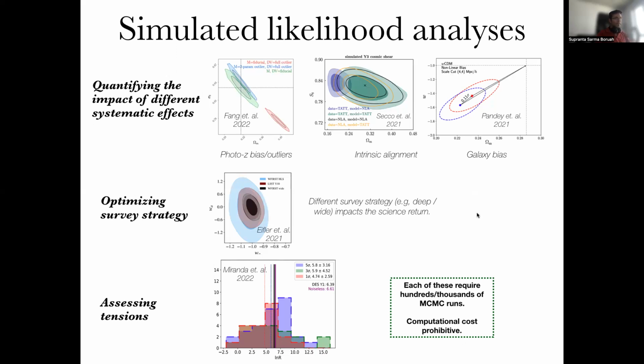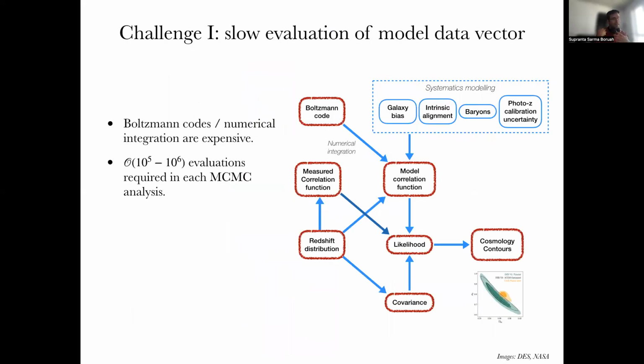So we now want to accelerate the inference process, but to do that, we first have to identify where the computational bottleneck is. The computational bottleneck in this flowchart is simple. It's in the evaluation of the model correlation function. The model correlation function relies on Boltzmann code and numerical integration, which are computationally expensive. The other thing to remember is that the computation of these model correlation functions, as a function of the systematics parameters and the cosmological parameters, enters the MCMC analysis at each step. So you need of the order of 10 to the power 5 to 10 to the power 6 evaluations for each MCMC run. If we can speed up the evaluation of the model correlation function in the MCMC analysis, we might be able to accelerate the inference process.